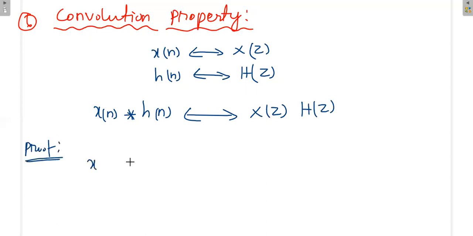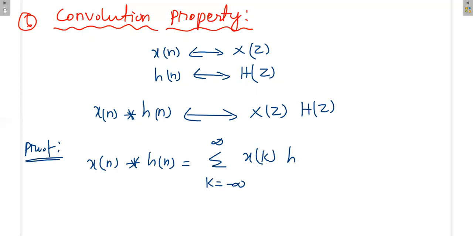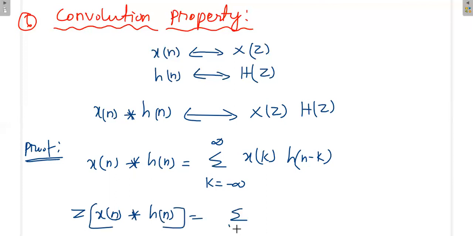We know that x of n convolution with h of n, just the convolution formula, is summation k minus infinity to plus infinity x of k h of n minus k. Then what is the z transform of this convolution? That is z transform of x of n convolution with h of n, that is summation n minus infinity to plus infinity x of n convolution with h of n multiplied with z power minus n. So x of n convolution with h of n is defined here.